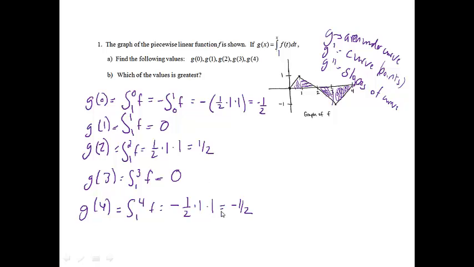Okay, and then from here, we would like to find which of these values, so that was part A, and then B, which of these values is the greatest. So I just look at which one gave me the biggest answer, and I'll just say g of 2 is the greatest. And if I had to justify my reasoning, it would be because that answer was 1/2, and that's bigger than all the other answers.